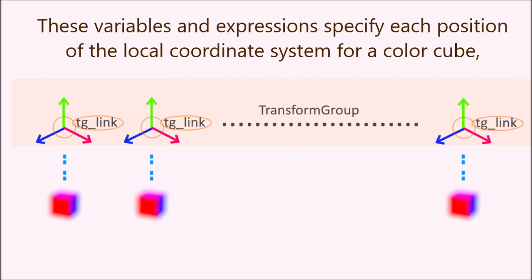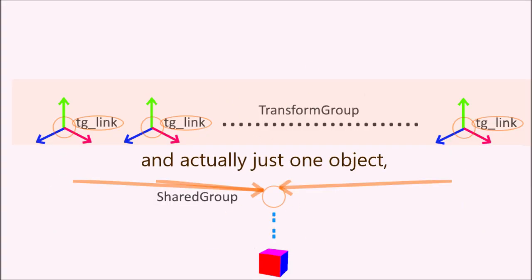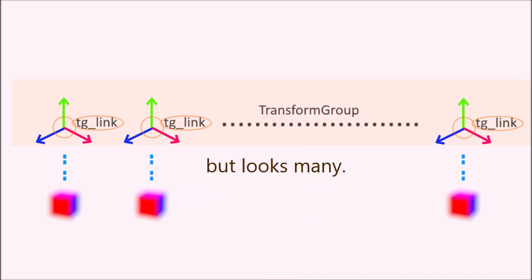These variables and expressions specify each position of the local coordinate system for a color cube, which is an illusion, and actually just one object, but looks many.